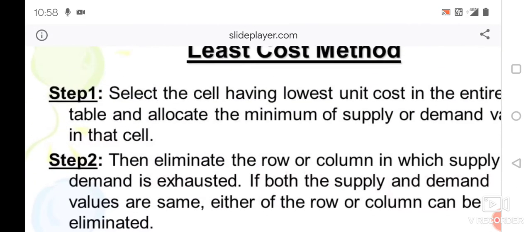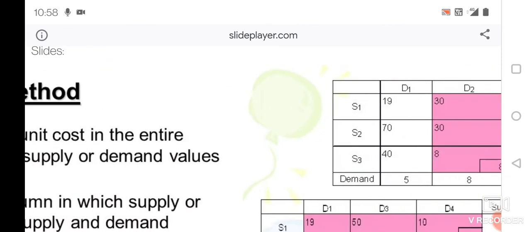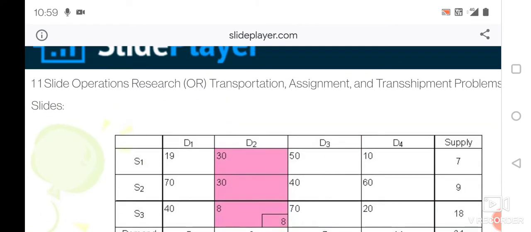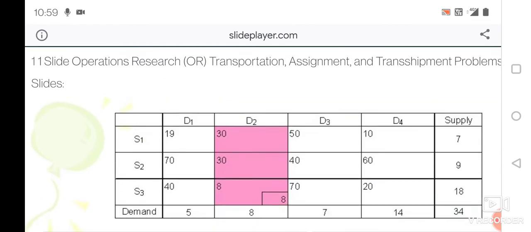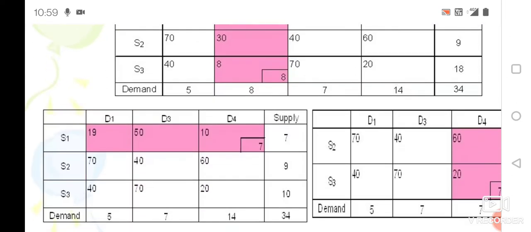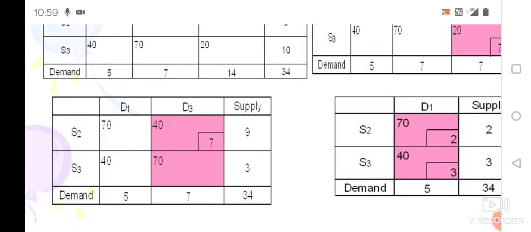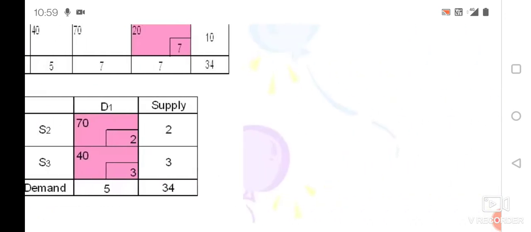These are the steps of the next method of transportation problem, which is the least cost method. This is a table: destinations D1, D2, D3, D4. The demand is 5, 8, 7, 14 and the supply is 7, 9, 18, 14. These are solved using the steps, first table, second table and third table, and finally the result.